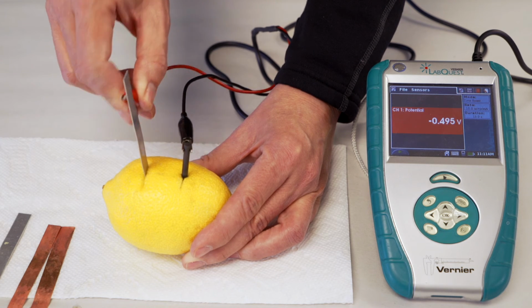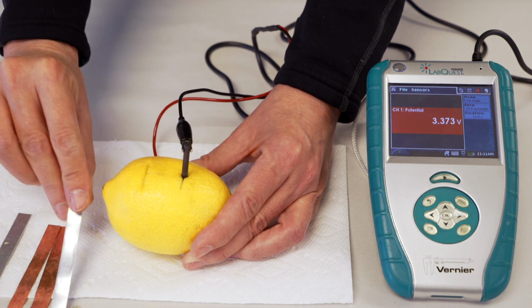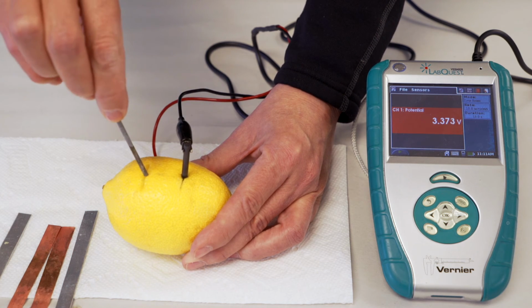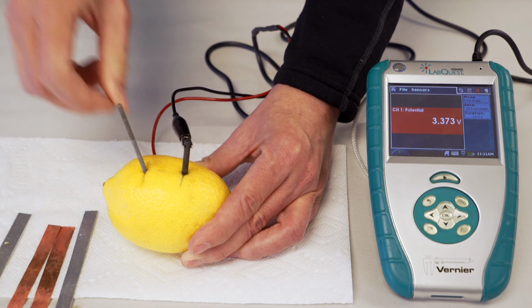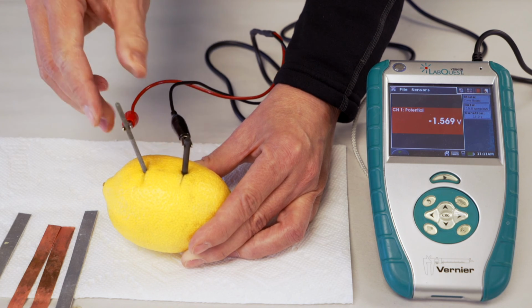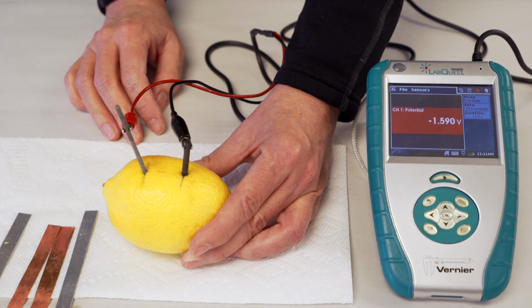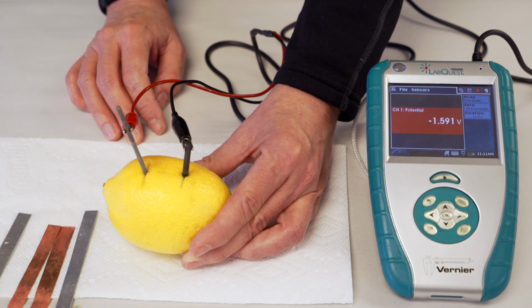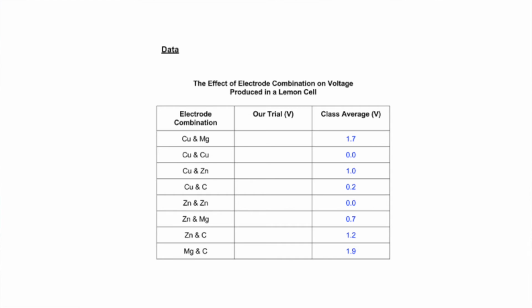And eighth, the final combination, is carbon, magnesium. Ignore the negative and record the absolute value of the voltage. Use the class average data in the spreadsheet to create your graph and to answer the remaining lab questions.